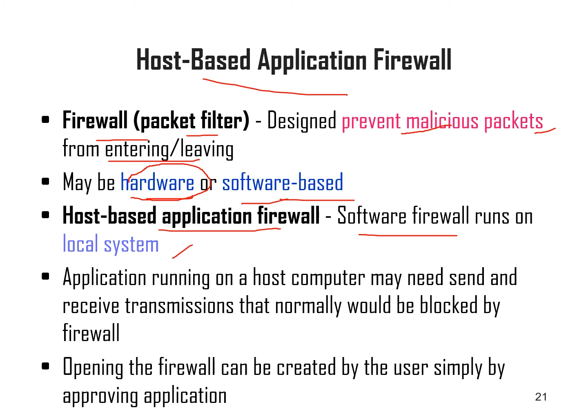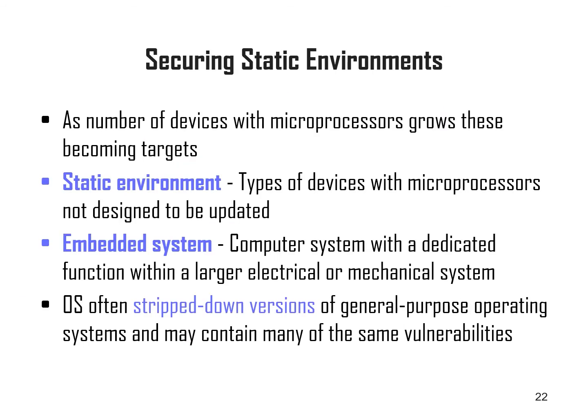Applications running on a host computer may need to send and receive transmissions that normally would be blocked by a firewall. So if it is an anonymous packet which is transmitting over the network, then it has to be stopped. So that is the important behavior of the firewall, used to block malicious packets. Opening the firewall can be done by the user simply by approving the applications. So these are the usual configurations happening in the firewall.